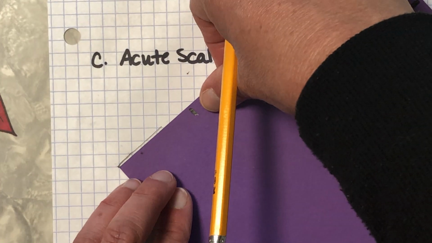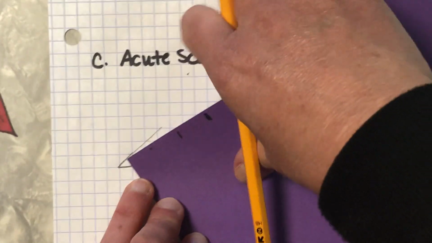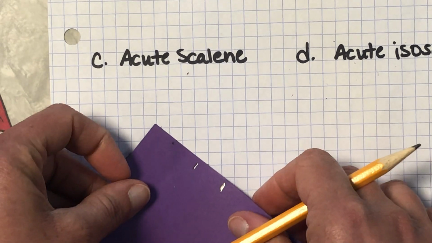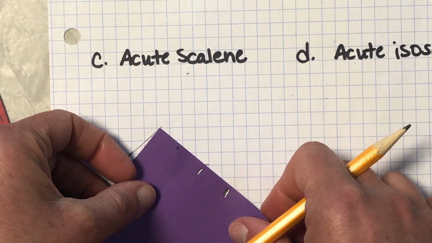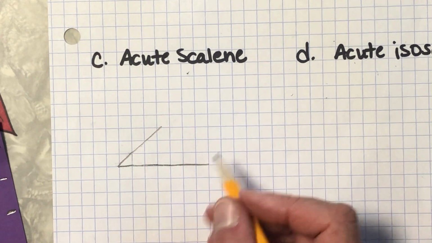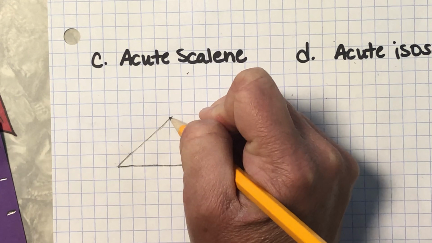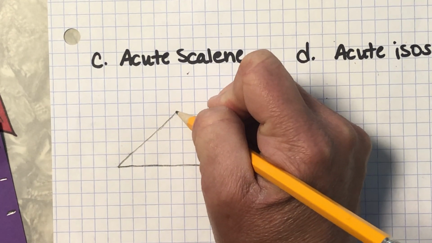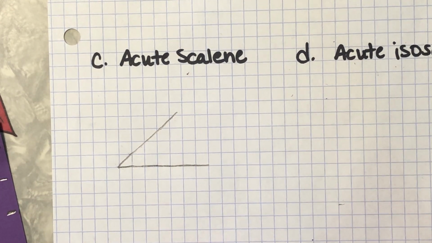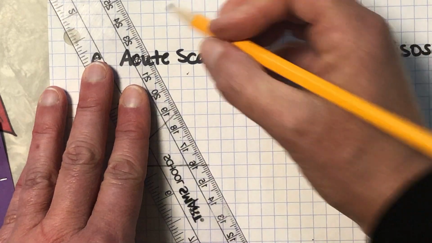Let's see, let me measure this side. Okay, this side is going to go to here. Okay, ooh, look at that. If I draw down here, I'm going to end up with an isosceles triangle. I want a scalene triangle, so I'm going to have to go out just a little bit more. Okay. This one's also tricky to draw. And let's see what happens.